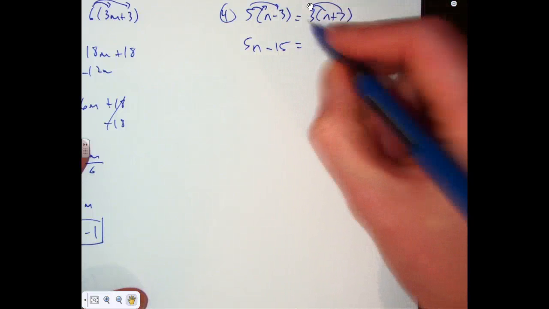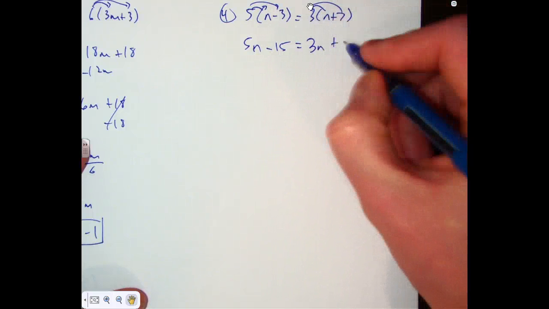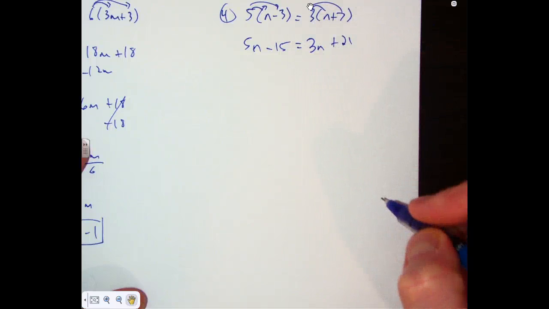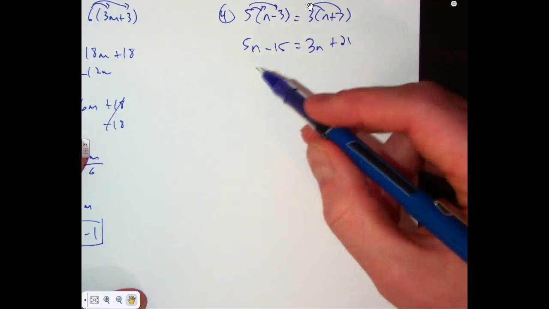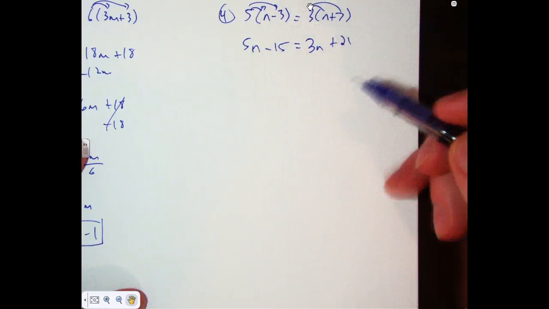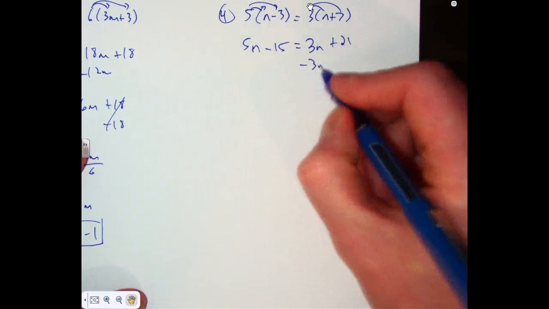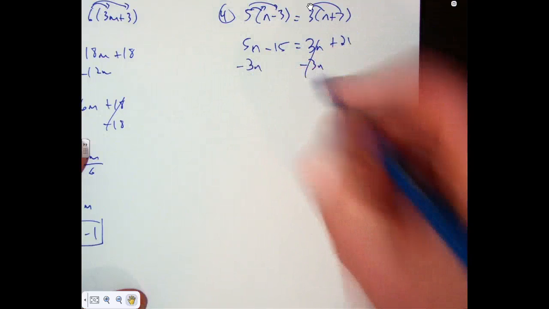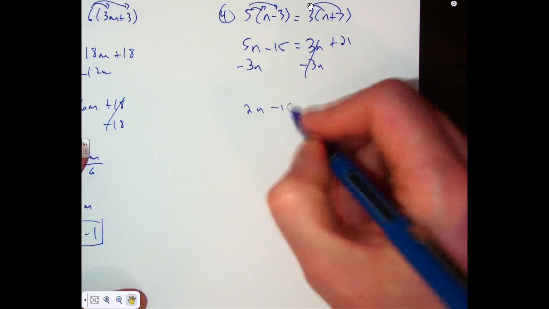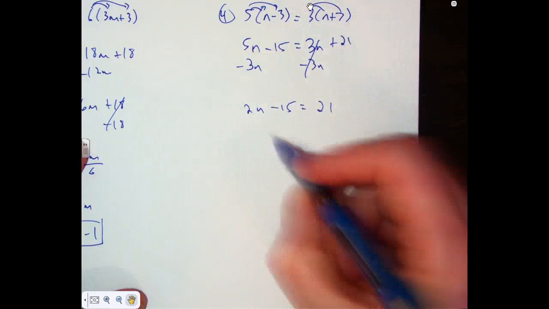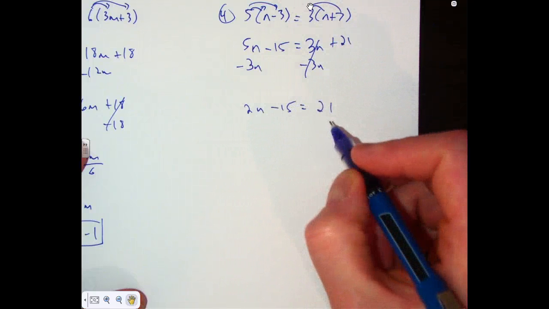Distribute the 3 to both sides. 3 times n is 3n. 3 times 7 is 21. Now, in this case, again, people tend to move them to the same side that keeps the variables positive. In this case, just subtracting a 3n will do that for us. Cancels them off from the right. 5n minus 3n is 2n. Then I have 2n minus 15 equals 21.